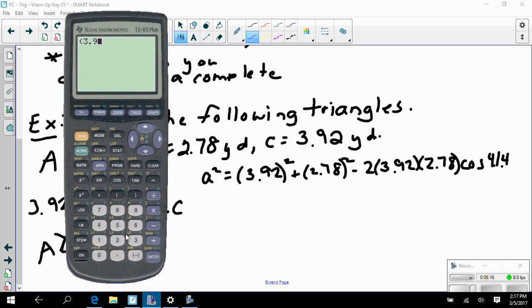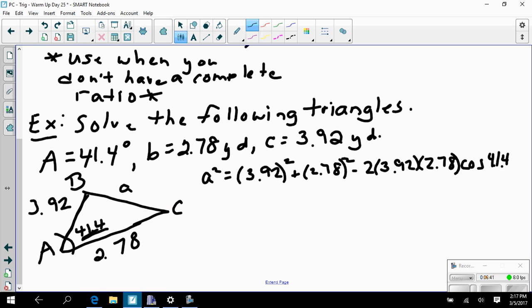So 3.92 squared plus parentheses 2.78 squared minus 2 times 3.92 times 2.78 times cosine of 41.4. And that will give you a big long decimal, 6.74. Remember, that's what a squared is equal to. So don't round yet. We've got a squared equals 6.7459 dot dot dot. And to actually find side A, I got to take the square root.